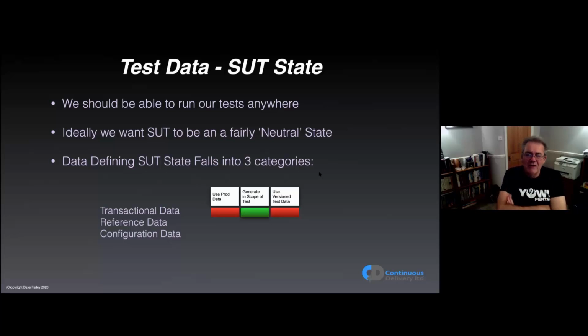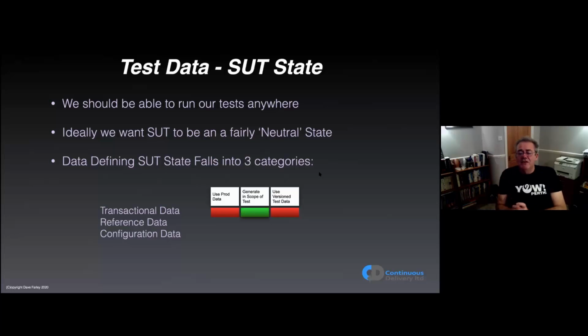So we don't want to use production data. It's too big, it's too unwieldy, and it's not targeted enough for us to be able to do good tests. So we prefer to generate these in the scope of the tests. At the time that we write an individual test, that test has a set of data that must be in place to get the system into the state that we want it in. And so we're going to do that.